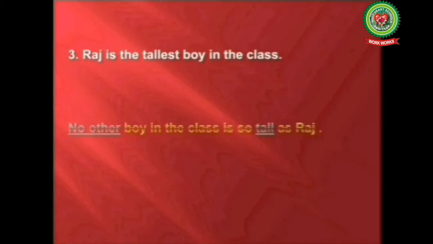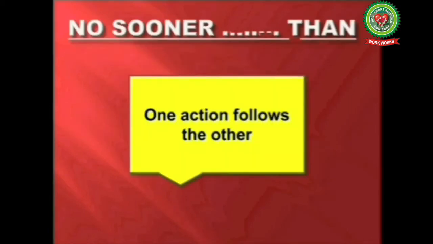Here we will begin the sentence with no other, and as I already told you, with no other we have to use the positive degree. So our answer will be no other boy in the class is so tall as Raj. Now students, let's proceed to the next method, that is no sooner than.